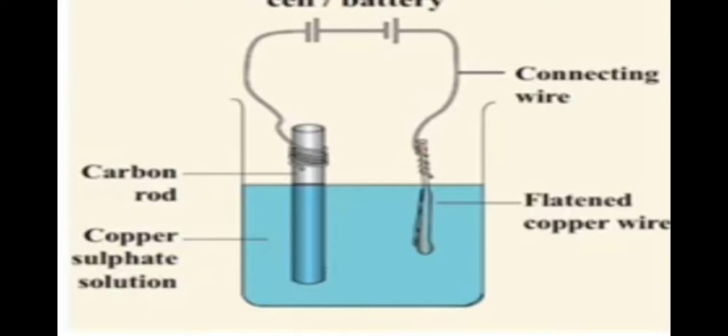So the process of conduction of electricity through the solution is called electrolysis, and the solution which conducts electricity is called as electrolyte. So the positive terminal is said to be anode. Here the copper wire is said to be anode and the negative terminal is said to be the cathode. A carbon rod is said to be cathode.